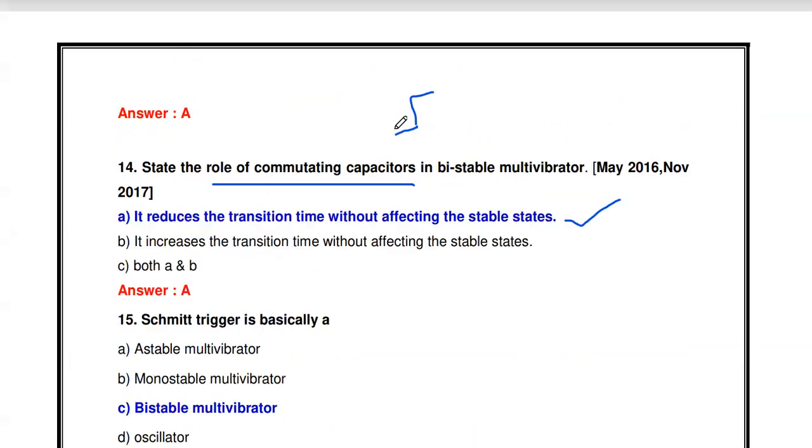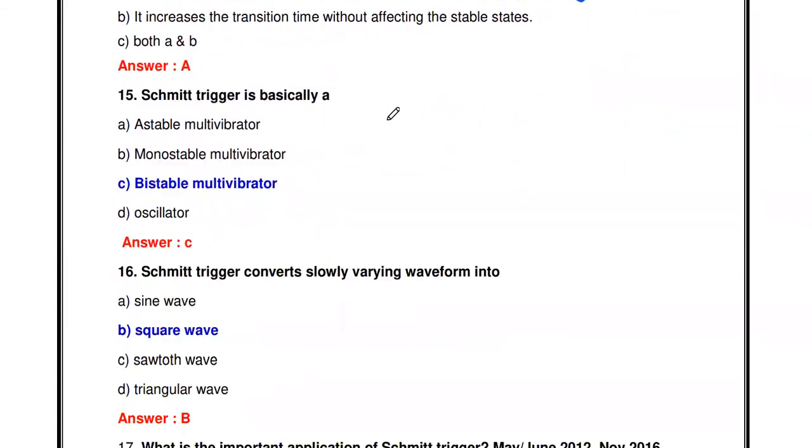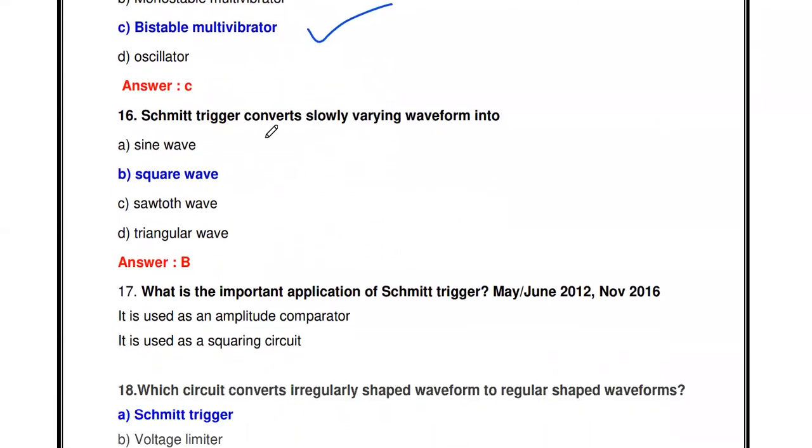Then the next question, Schmitt trigger. The Schmitt trigger is basically an astable, monostable, bistable, or oscillator? The Schmitt trigger is not an oscillator, it is a converter. It converts the slowly varying signal, sine wave or triangular wave, into the square waveform. The Schmitt trigger is a modified form of bistable multivibrator. Then the Schmitt trigger converts a slowly varying waveform into dash. So it converts a slowly varying waveform into square waveform. It's the important thing.